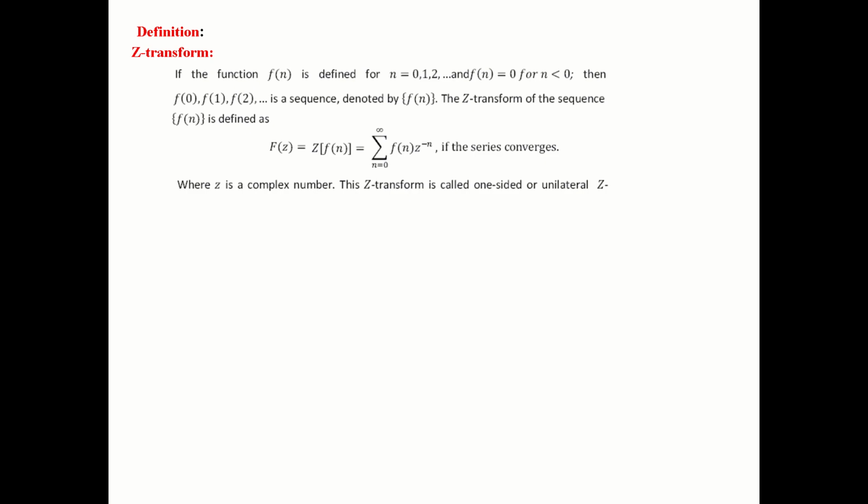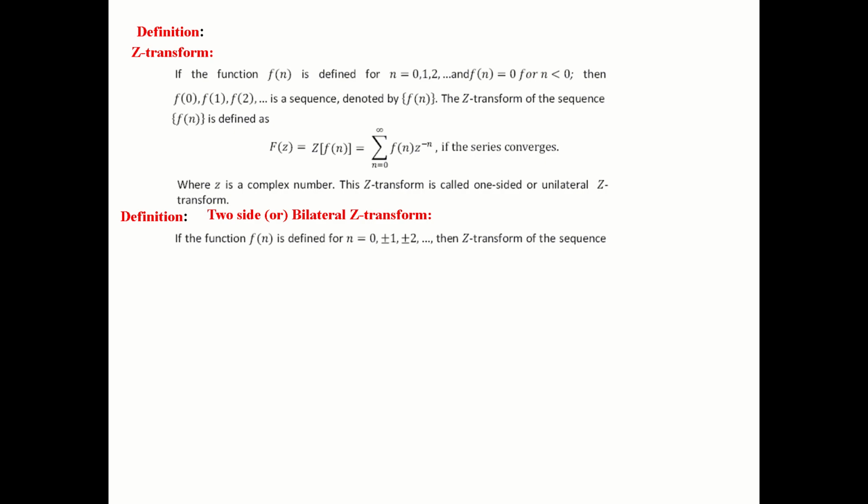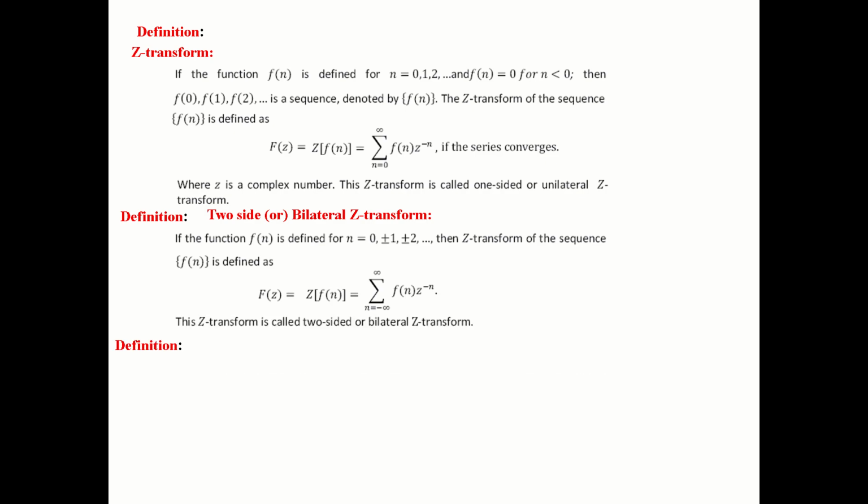This is called one-sided or unilateral. Unilateral or one-sided means it is applied for only the positive terms. See, summation n equal to 0 to infinity, positive terms. So if it includes negative terms, that is n equal to minus infinity to plus infinity, then it is called bilateral or two-sided. That is the next one, the two-sided bilateral Z transformation. So n takes positive and negative values. So F of z is equal to summation n equal to minus infinity to plus infinity f of n z power minus n. This is called two-sided.